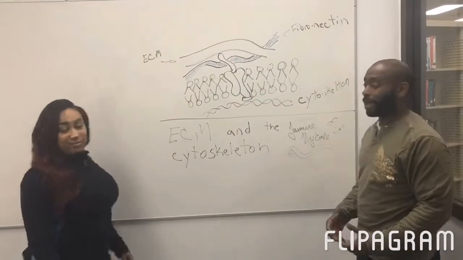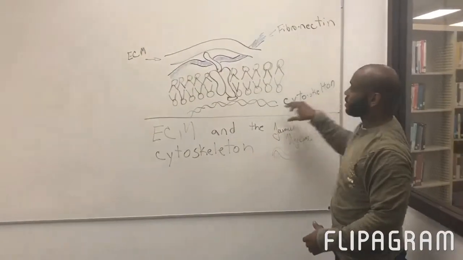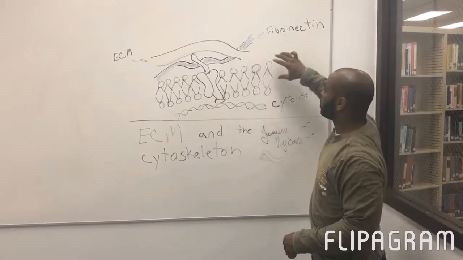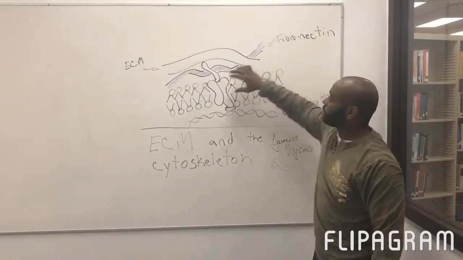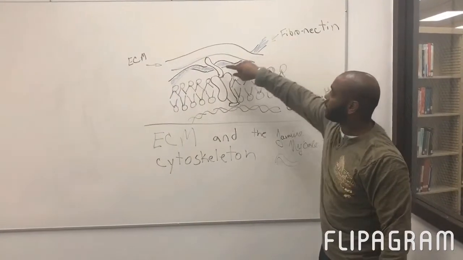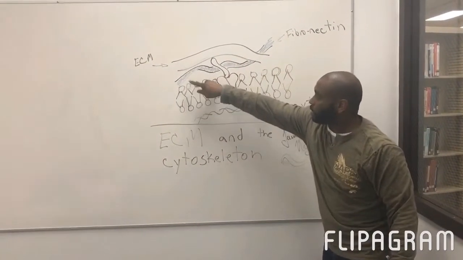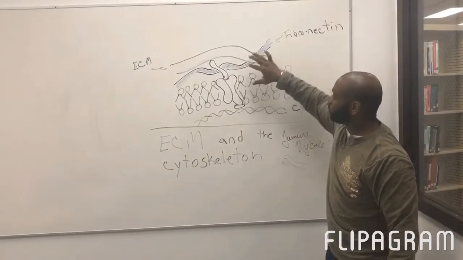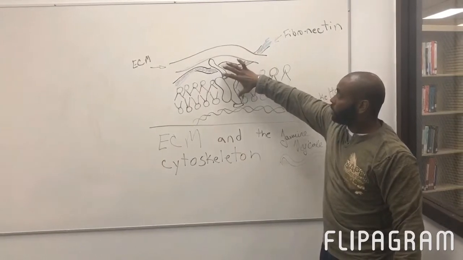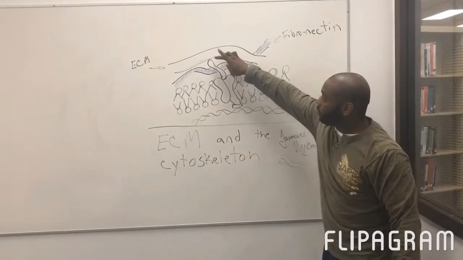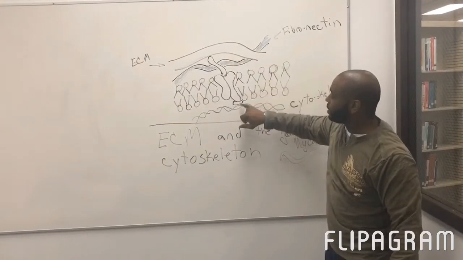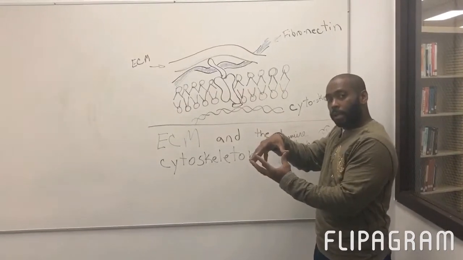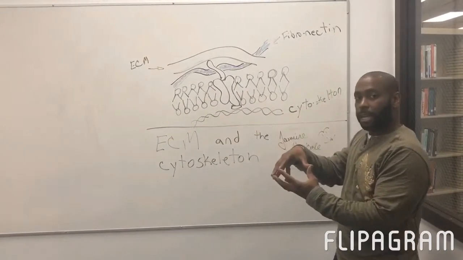So what we'll be explaining is how the ECM and the cytoskeleton connect using proteins to stabilize the cell. You have your extracellular matrix on the outside, and fibronectin, which is made out of proteins, connects with the proteins on the cell as well. You have your protein here embedded in the bilayer. The protein connects and binds here with the cytoskeleton, and what that does is stabilize the cell on the inside and outside to help it maintain its shape and function.